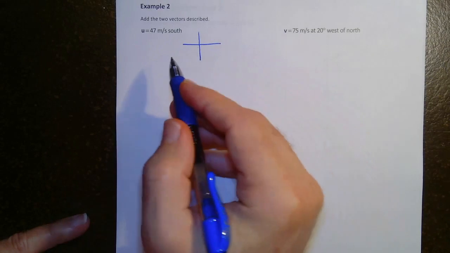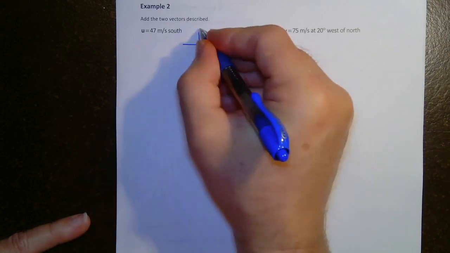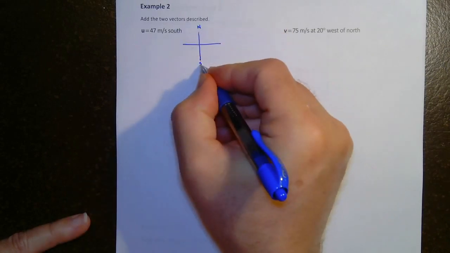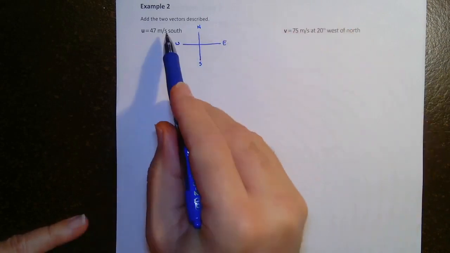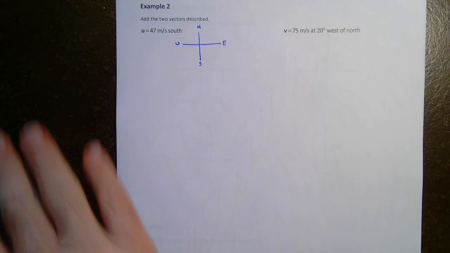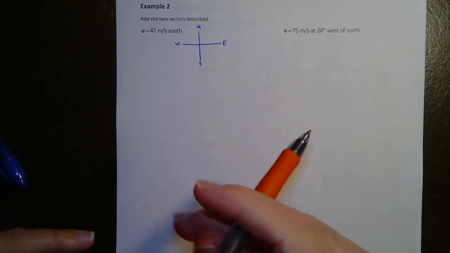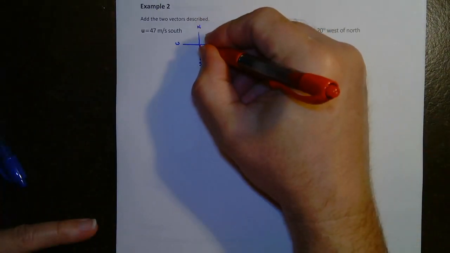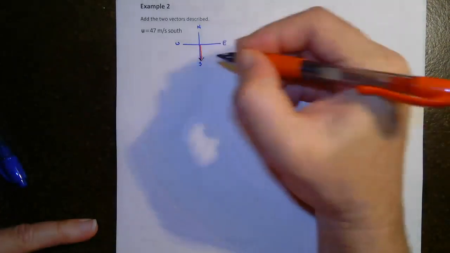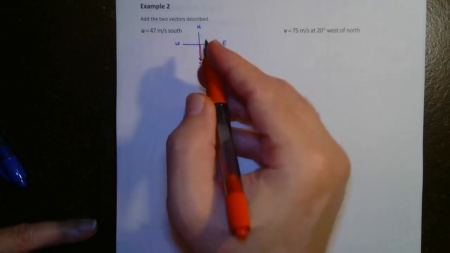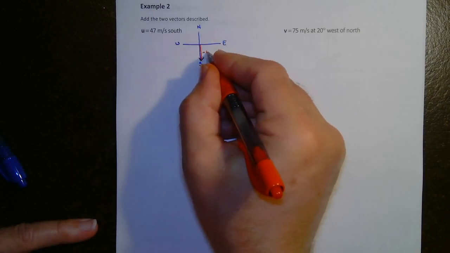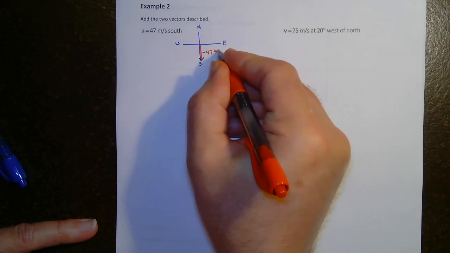Okay, and so for this one, this would be north, and this would be south, and this would be west, and this would be east. And it's saying it's all south, right? So we're going completely south. So we're going all of it going that direction, okay? Now, because we're going south, we should know that south means negative. So this is going to be a negative velocity. So this is negative 47 meters per second.